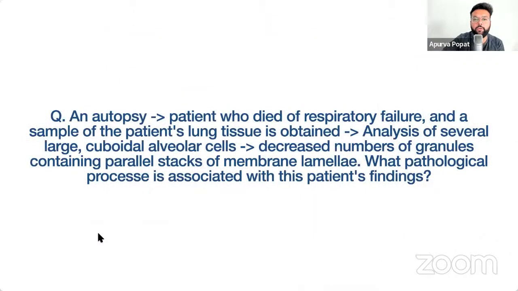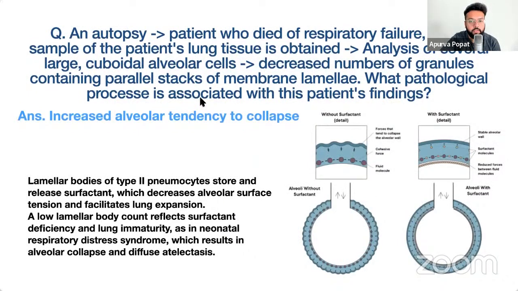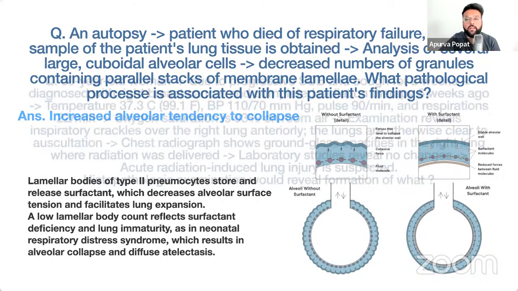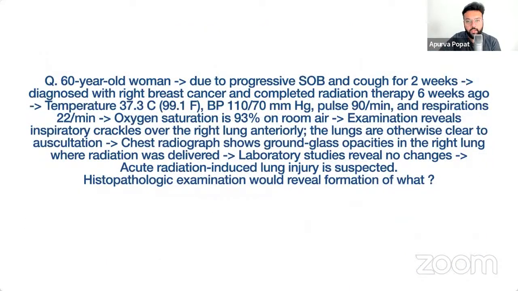Okay, a patient who died of respiratory distress. Now you're taking a lung tissue sample, which is showing several large cuboidal cells, which have small lamellae-like bodies. So what are these lamellae-like bodies secreting? Surfactant. Perfect. That's surfactant, and if you don't have surfactant, you have high surface tension, then you have a high tendency to collapse. So lamellar bodies are produced from type 2 pneumocytes.